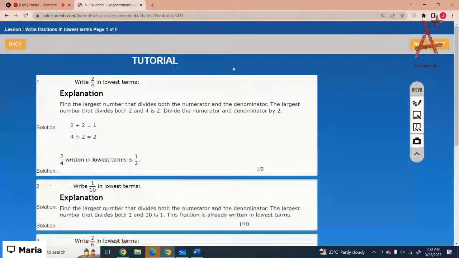Okay, write 2 by 4 in lowest terms. So how do we write the lowest term? Basically, the lowest terms mean you have to look for a common number that can divide both numerator and denominator. Got it? Like the first one is 2 over 4. Find the largest number that divides both the numerator and denominator. The largest number that can divide both 2 and 4 is 2. Got it? So divide both of them by 2. So when you divide them both by 2, it would be 1 over 2. Got it? Let's just start with the practice questions.